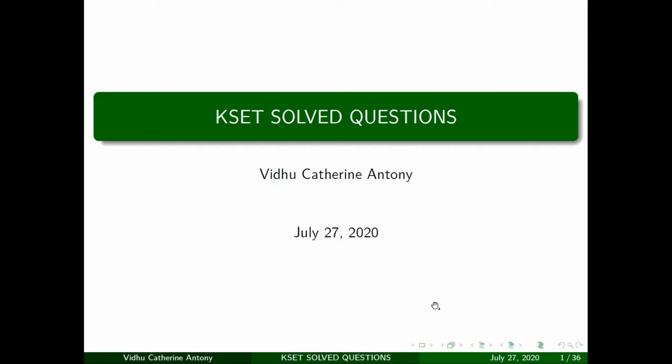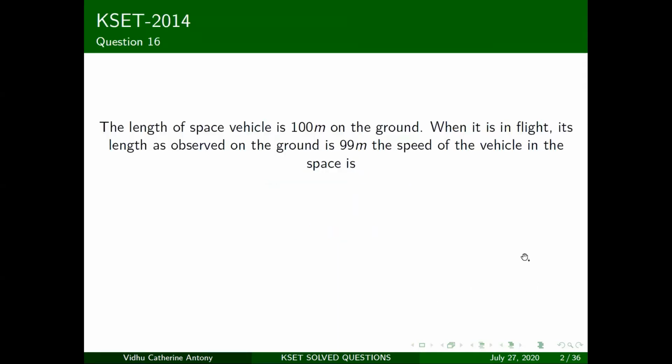Okay, so let's go to the next question. This is pretty simple. It's based on your Lorentz contraction. The length of the space vehicle is 100 meters on the ground, and when it is in flight, its length is observed on the ground as 99 meters. The speed of the vehicle in space is... So which is your proper length? Basically, it's 100 meters, and which is your improper length? It's 99 meters. So let's look at all the options.